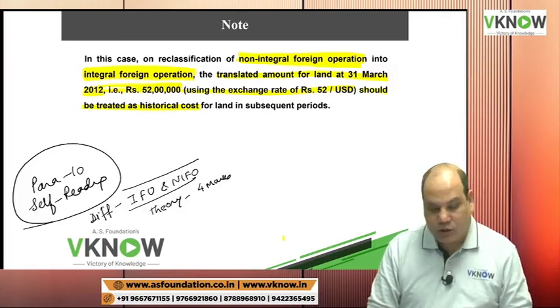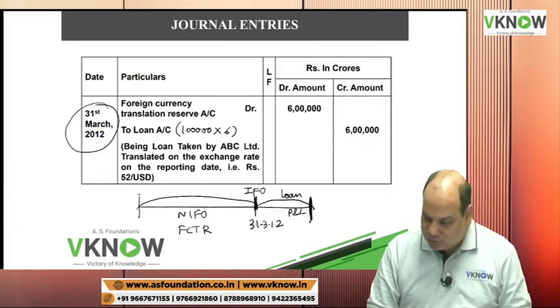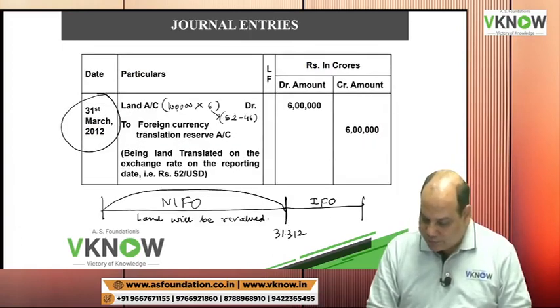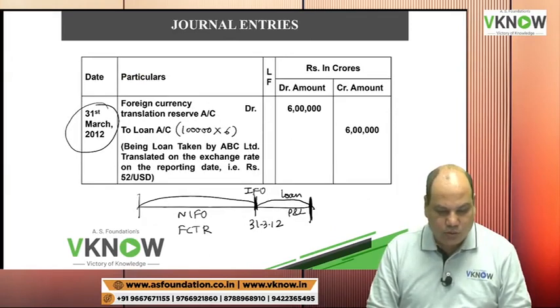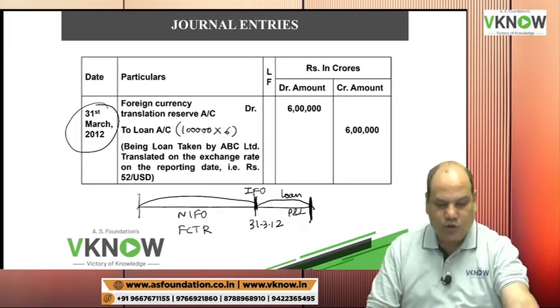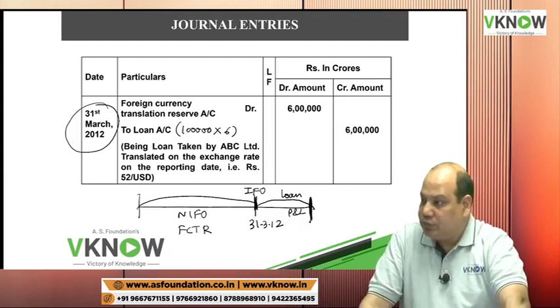One student is asking a query: can we pass an entry like this? Land account debit 6 lakh to loan account. Loan account, how much? You have not mentioned the amount. An incomplete question cannot be answered.